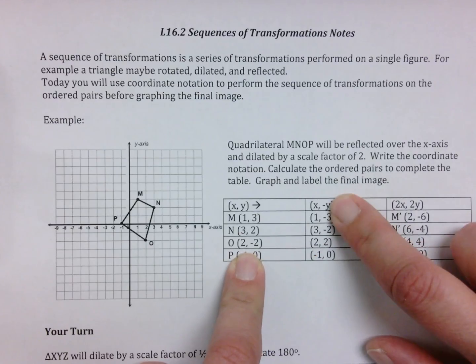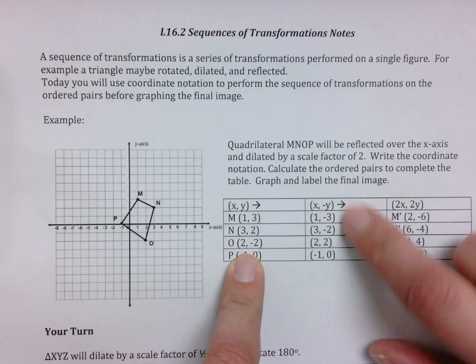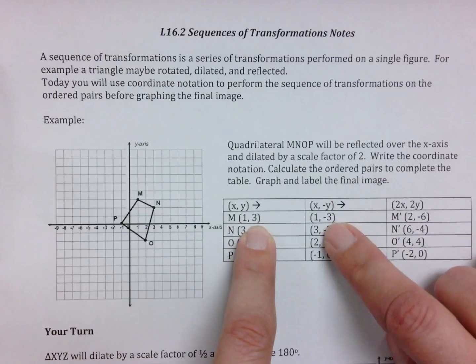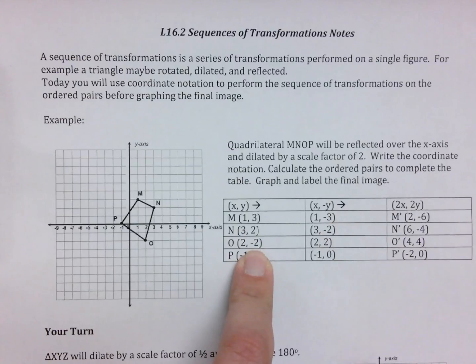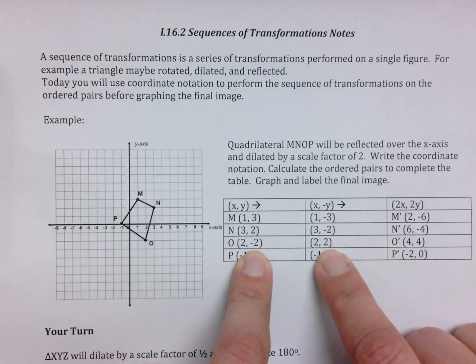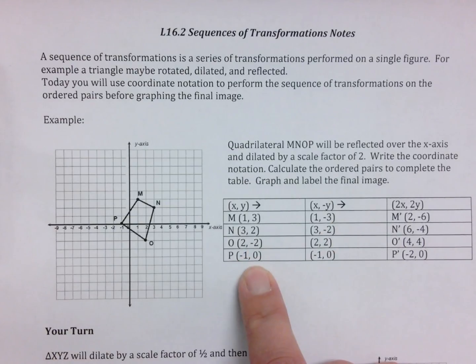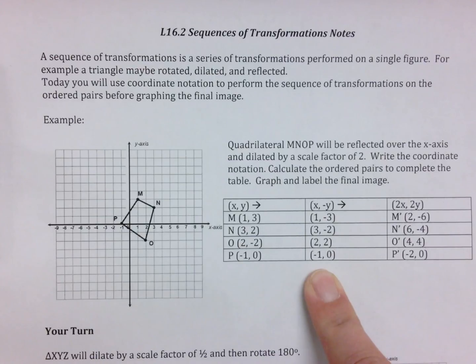Remember, this does not mean that y becomes negative. This means that y changes its sign. So if it was a positive sign to begin with, it will become a negative sign. If it was a negative y to begin with, it will become a positive y. And P was (-1, 0). It'll stay at (-1, 0). So that's our first transformation.